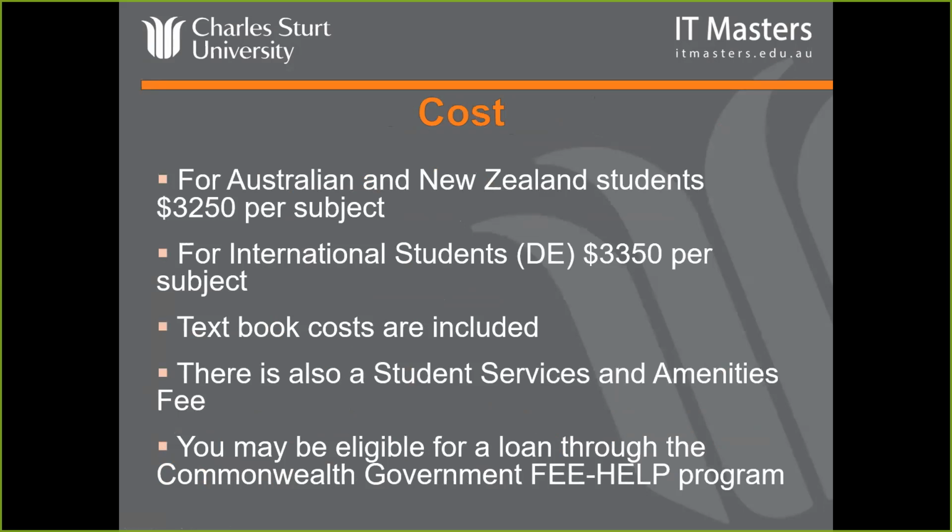So in terms of cost for next year, that's what it is per subject. Remember, there's 12 subjects in the course. For Australian and New Zealand students, Australian residents, $32.50 per subject. For international students, and I say they're distance or online because we don't have any on-campus students in these courses, $33.50 per subject. Textbook costs are included in those fees. There may be a small student services and amenities fee for each enrolment, for each subject, around about the $34 mark.